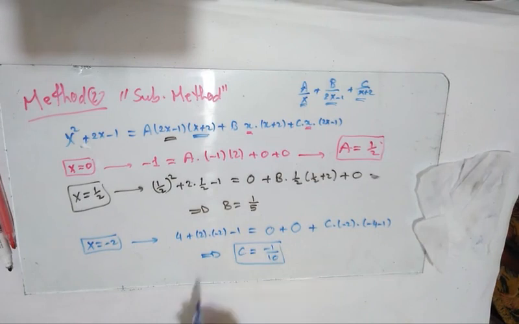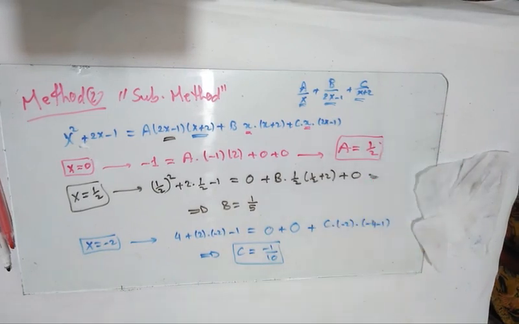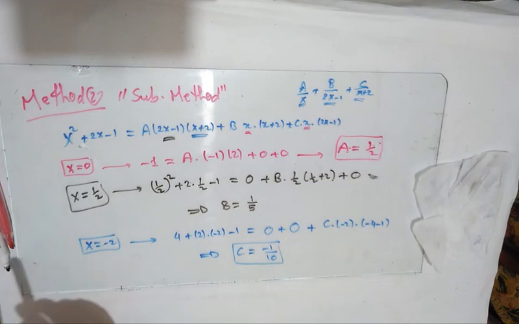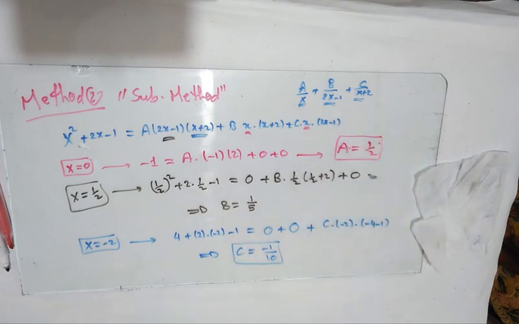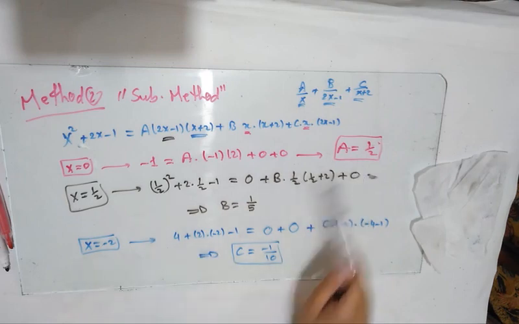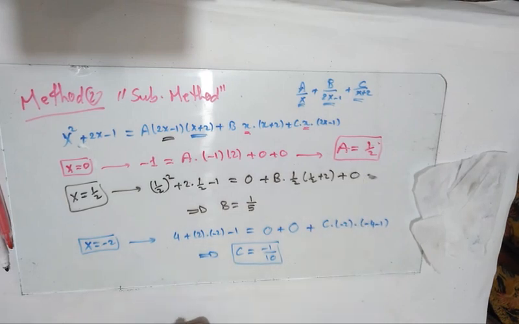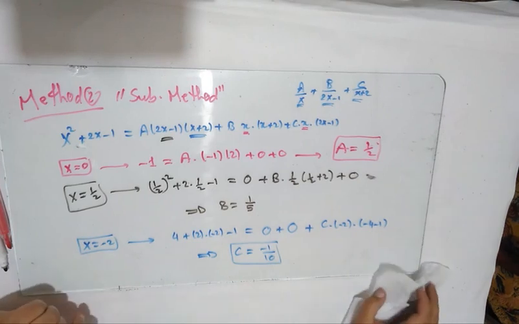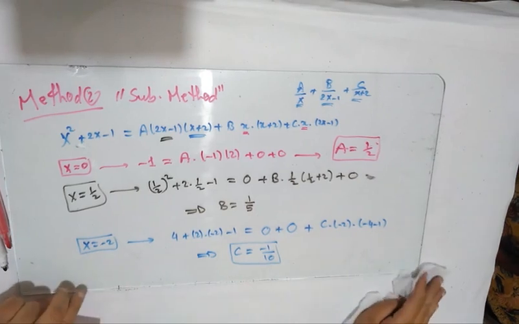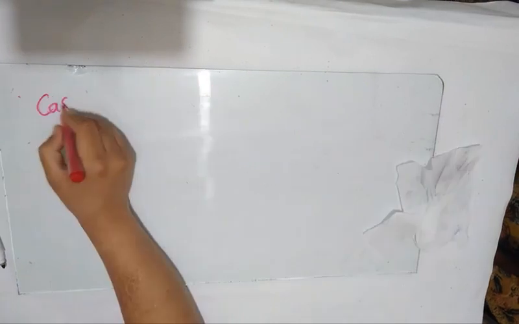Okay, so in this way, these values are the zeros of the denominator of our rational function, and these values give us directly the values of the constants. Okay. Now let's erase and let's conclude the first case.